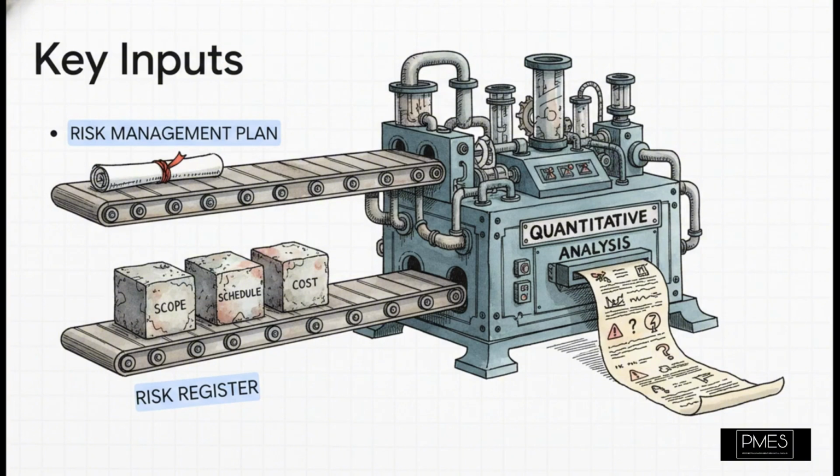So, what do we actually need to get started? Well, first, you've got to have your risk management plan. That's your rule book. It tells you if you're even doing this, and if so, when and how. Next, you need your baselines: scope, schedule, and cost. I mean, you can't measure the impact of a risk if you don't know what you're measuring against, right? That's your stable foundation. And of course, you need the risk register itself. That's your list of suspects, the specific risks we're actually going to put under the microscope.